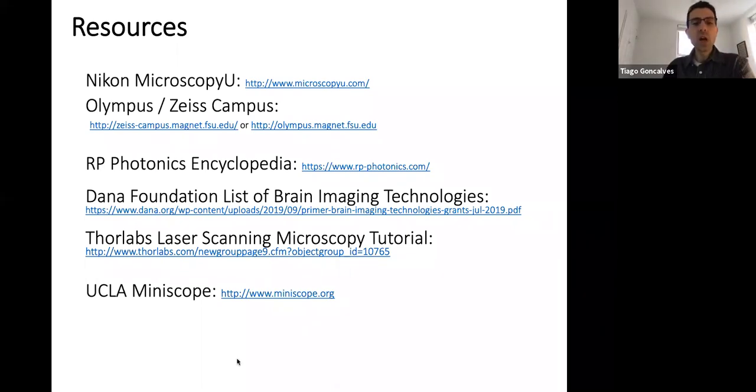This RP Photonics, I think they're like a photonics consulting business, but they also have a pretty good encyclopedia. The Data Foundation has this neat little list of brain imaging technologies with a short description. It's almost like a dictionary, and it's actually really useful because there are so many of them now. And then there's Thorlabs and the UCLA Miniscope website.